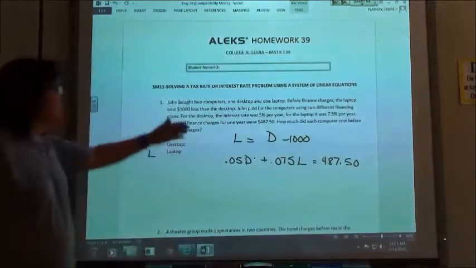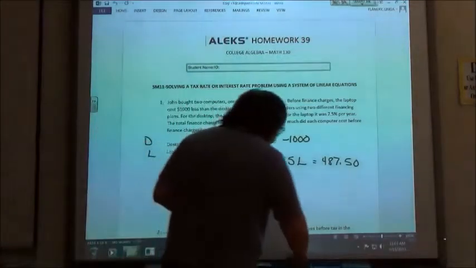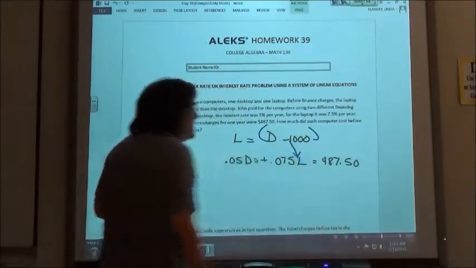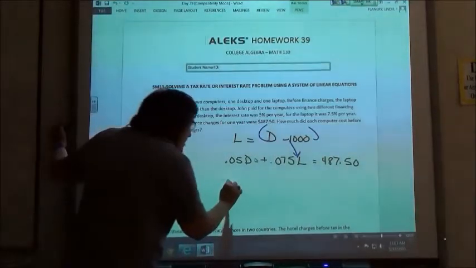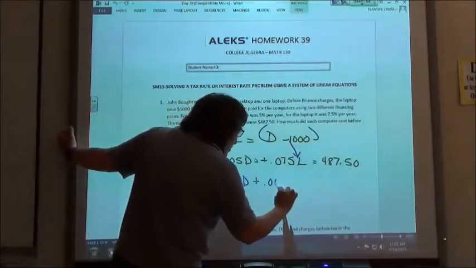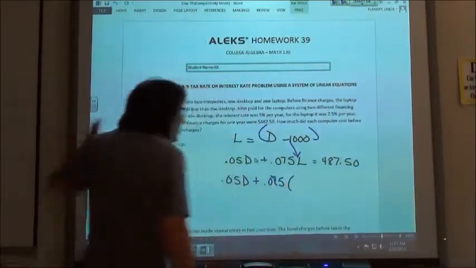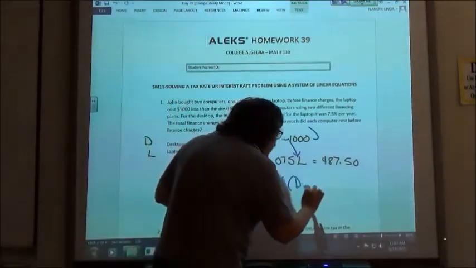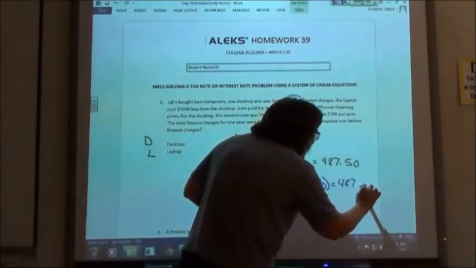So on this one, since we have that top equation already solved for L, we're going to go ahead and solve this one by the substitution method by putting that D minus 1,000 in place of the L. So rewriting my equation, 0.05D plus 0.075 times the laptop, which is D minus 1,000, equals the $487.50.